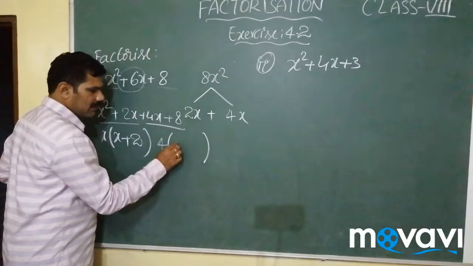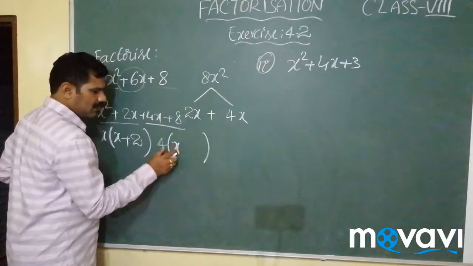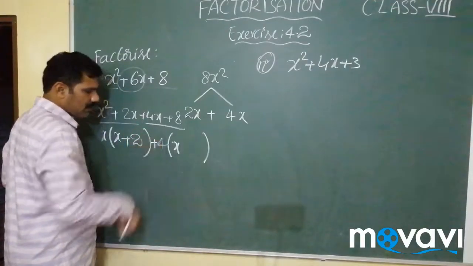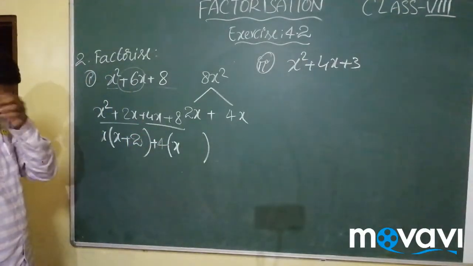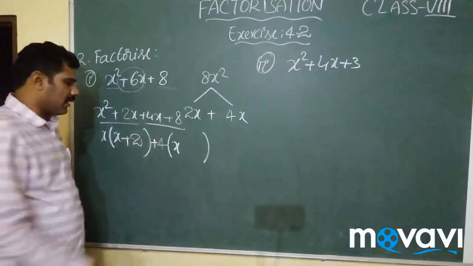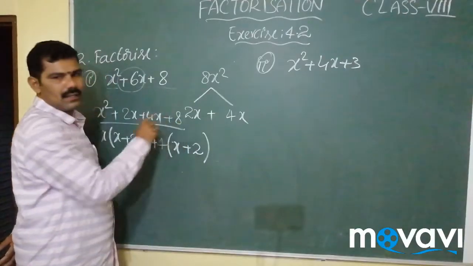Something I have to write here such that it has to be equal to 4x. So 4 into x is equal to 4x. However, here it is a positive number, so I will be writing a positive, means plus. So plus 4 into x is equal to plus 4x, and here 2. 4 2s are 8.